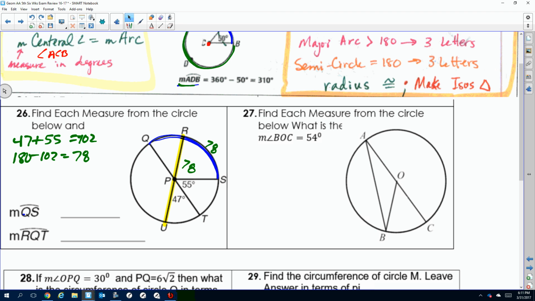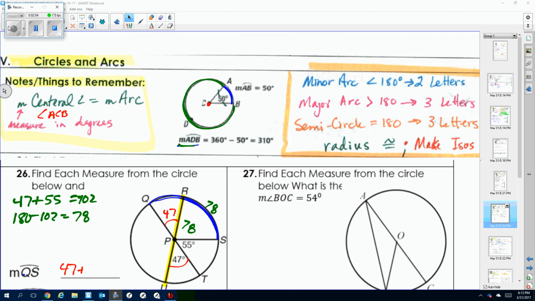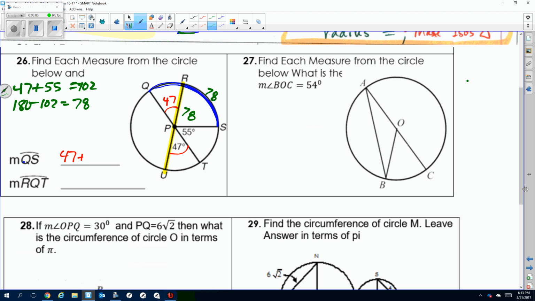Then I can also use vertical angles. 47 is vertical with the angle QPR, so this would also be 47. And now I can get to my blue arc. To get to the arc QS, I would take the 47 plus the 78 and get that arc. Sorry, it just paused on me. Okay, I think it's working now. Let me extend this page up a little bit. So we take that 47 plus that 78, and that gives me the arc QS, so we should have 125 degrees.